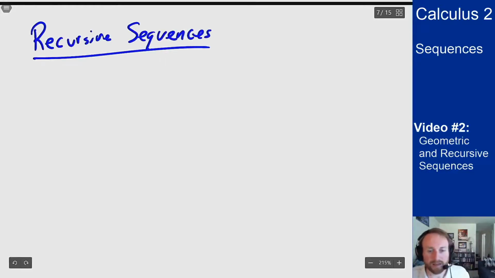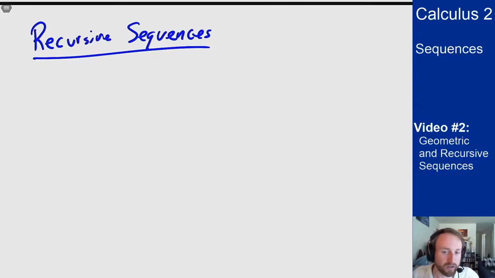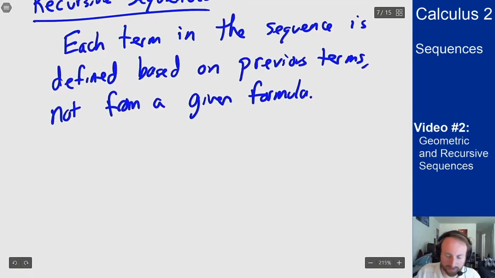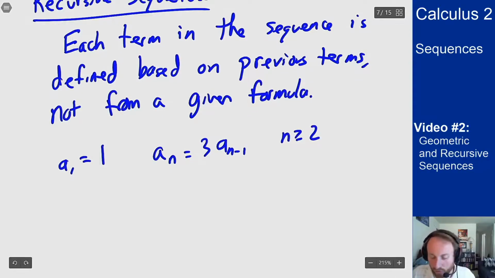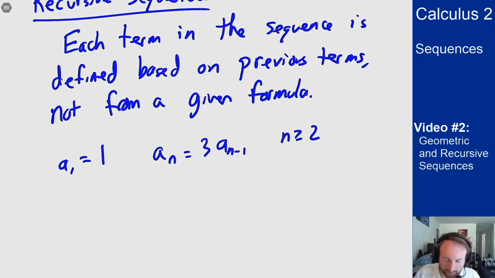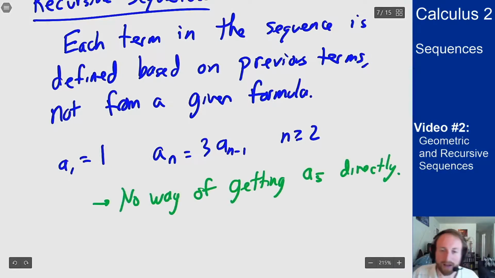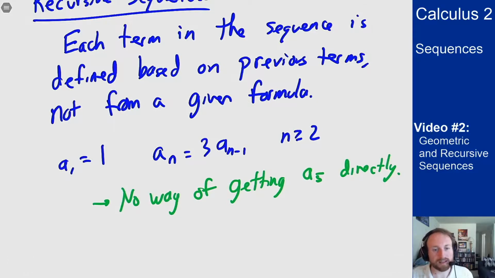Now, the other main type of sequence you can see is one where it's not given by an explicit formula, where the terms are given recursively. And what does this mean? This means that every term of the sequence is defined in terms of some previous terms and not given a formula on its own. So a brief example of that could be something like: define a_1 to be 1, and then a_n is 3 times a_{n-1}, for n bigger or equal to 2. So the point here is I have no way of getting, say, a_5 directly, at least not from this formulation. I have to step through each term one by one to get up to a_5.